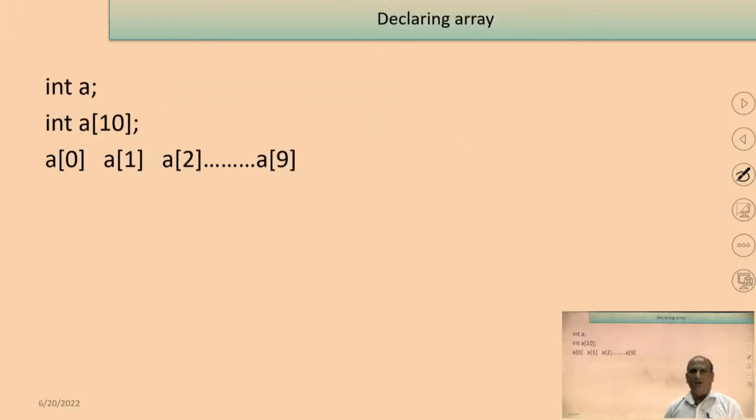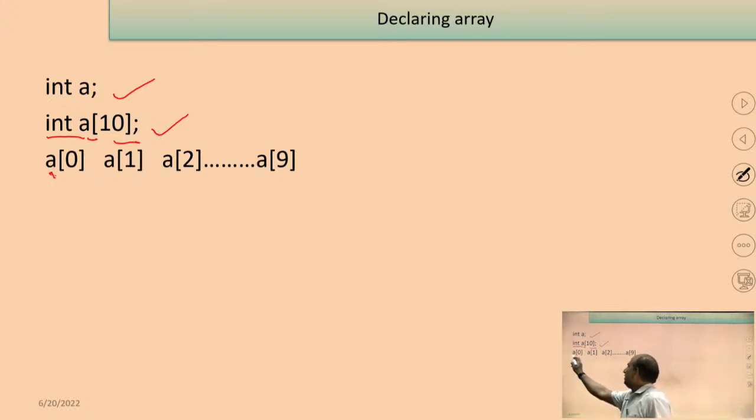To declare a normal variable, we use a declaration like this, but the problem is that if one variable has been defined, it can hold only a single value at a time. If we want to store many values in a single variable, in that situation we will use the concept of array. Here we have defined an array A of size 10, and it is of integer type, means it will store 10 integer values, and those 10 integer values may be accessed by the index value like this.